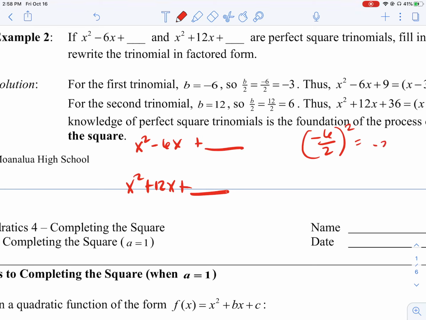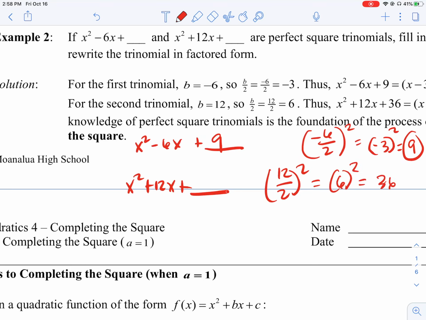Negative 6 divided by 2 is negative 3. Negative 3 times negative 3 is a positive 9. So for it to be a perfect square trinomial, we need a 9 in the C value. What about over here? 12 divided by 2, that is 6. 6 times 6 is 36. So we're missing a 36 for it to be a perfect square trinomial. Okay, does that make sense?